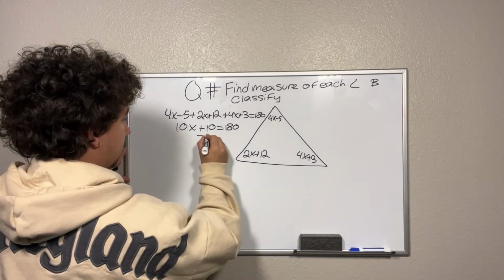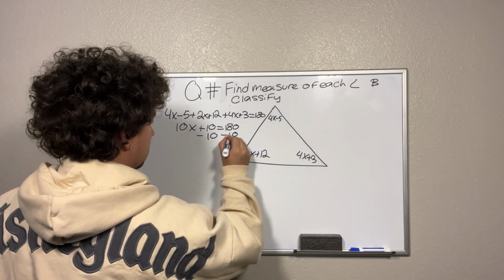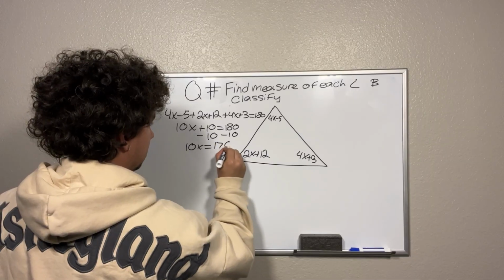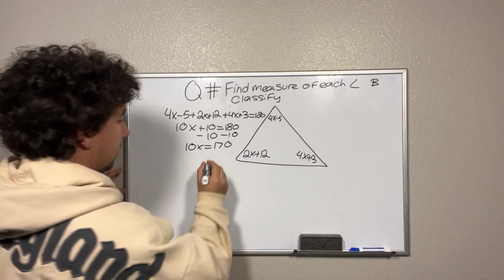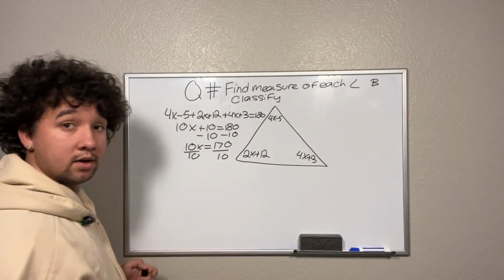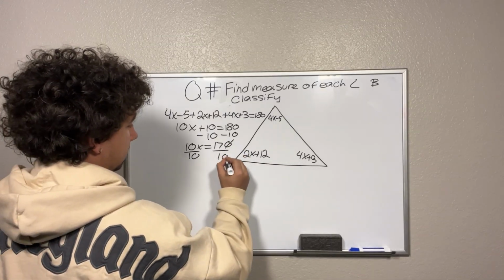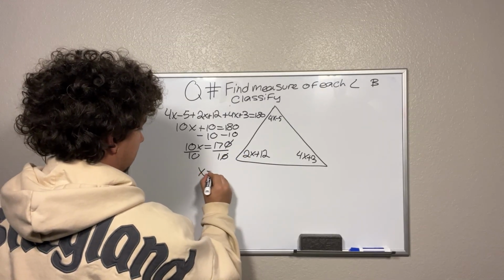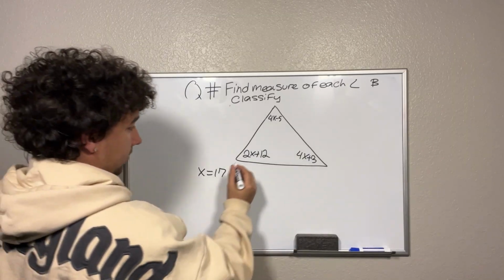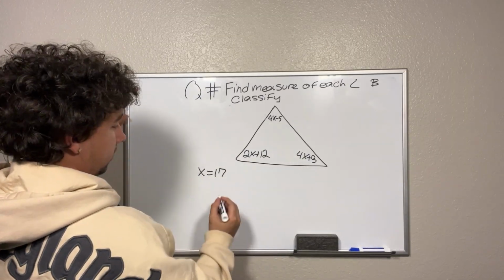So I'm gonna subtract 10 from both sides. I'm gonna get 10x equals 170. And then I'm gonna divide both sides by 10. Dividing by 10 is the same thing as just cutting off zeros in this case. So I get x is equal to 17. So from here, it's just a plug-in game, right? So let's just do this bottom one right here first off.